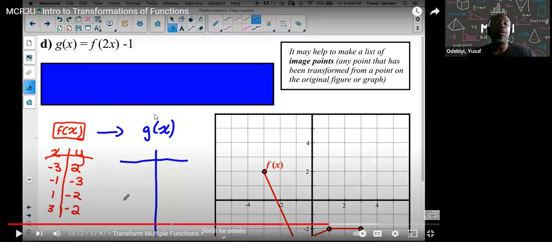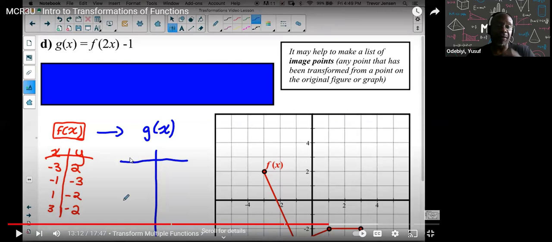So what we did earlier when we said k is going to be 2, therefore it's going to be a compression, that is true. But what he's showing you here is how to actually draw that. You need to come up with your points from the original function, and then you'll see the transformation.